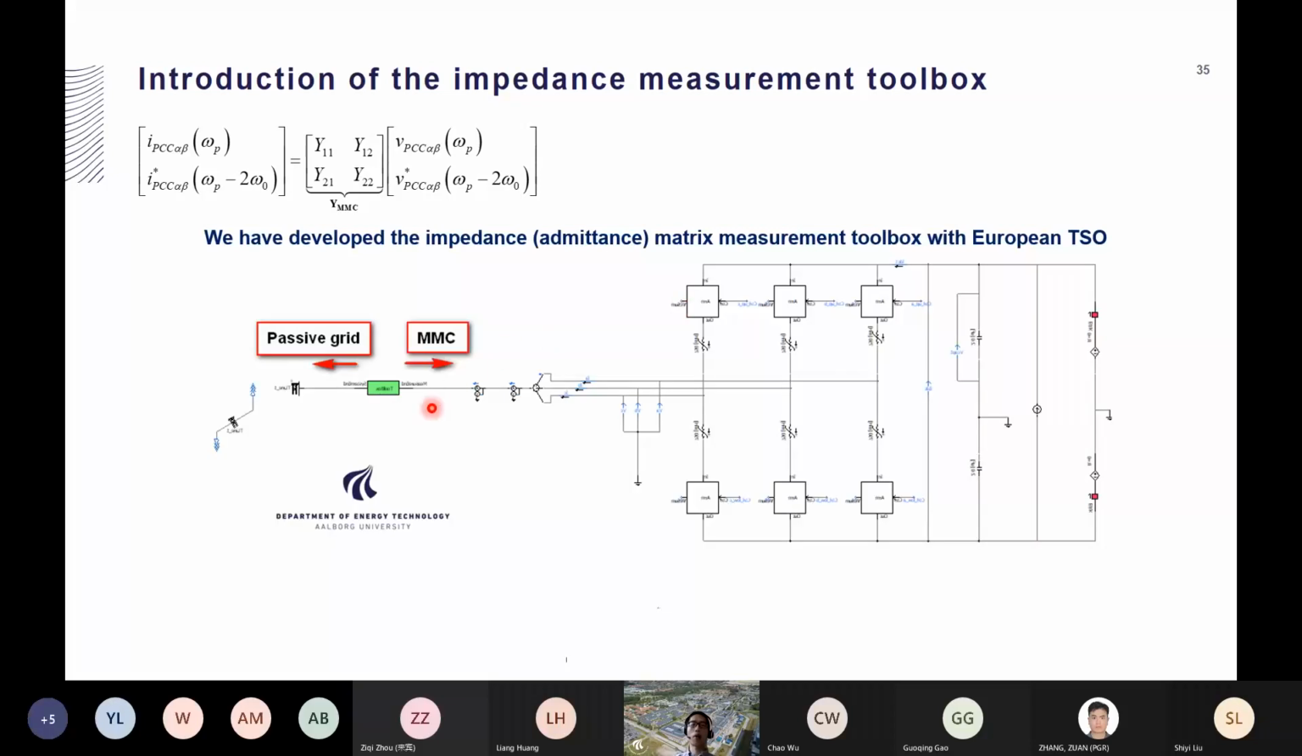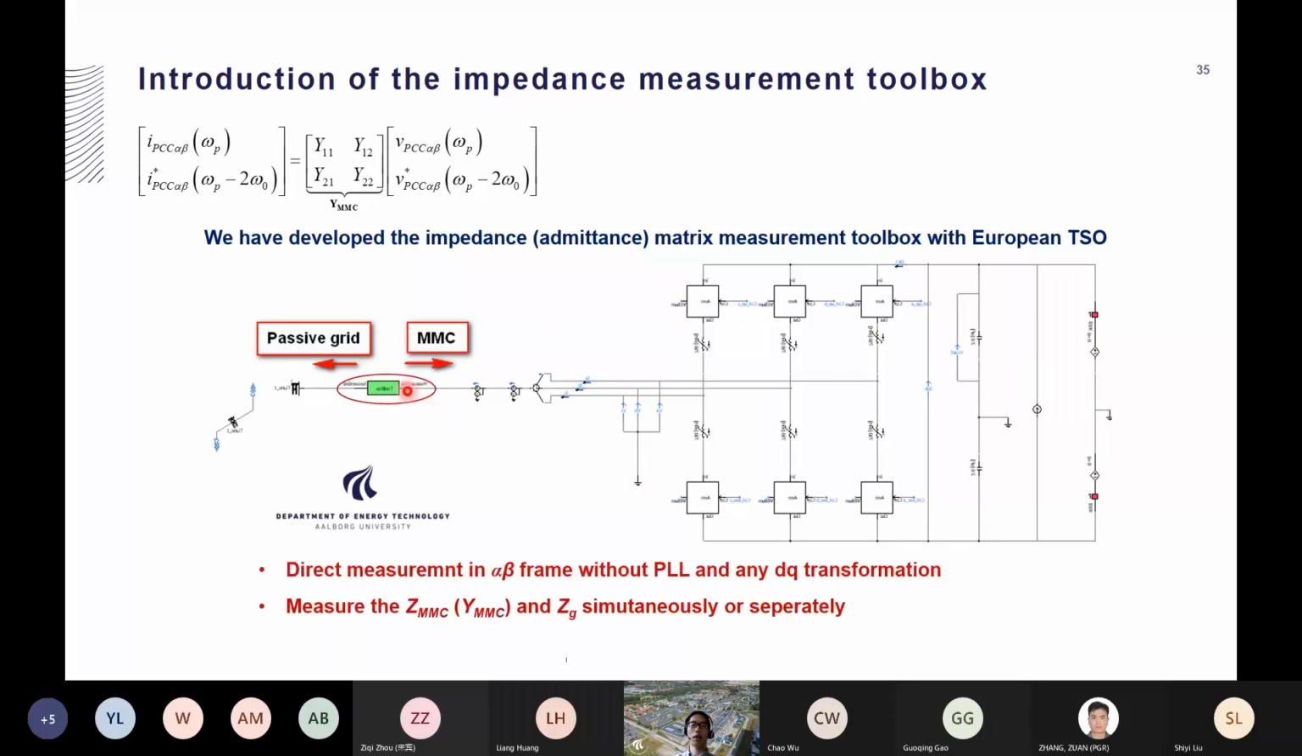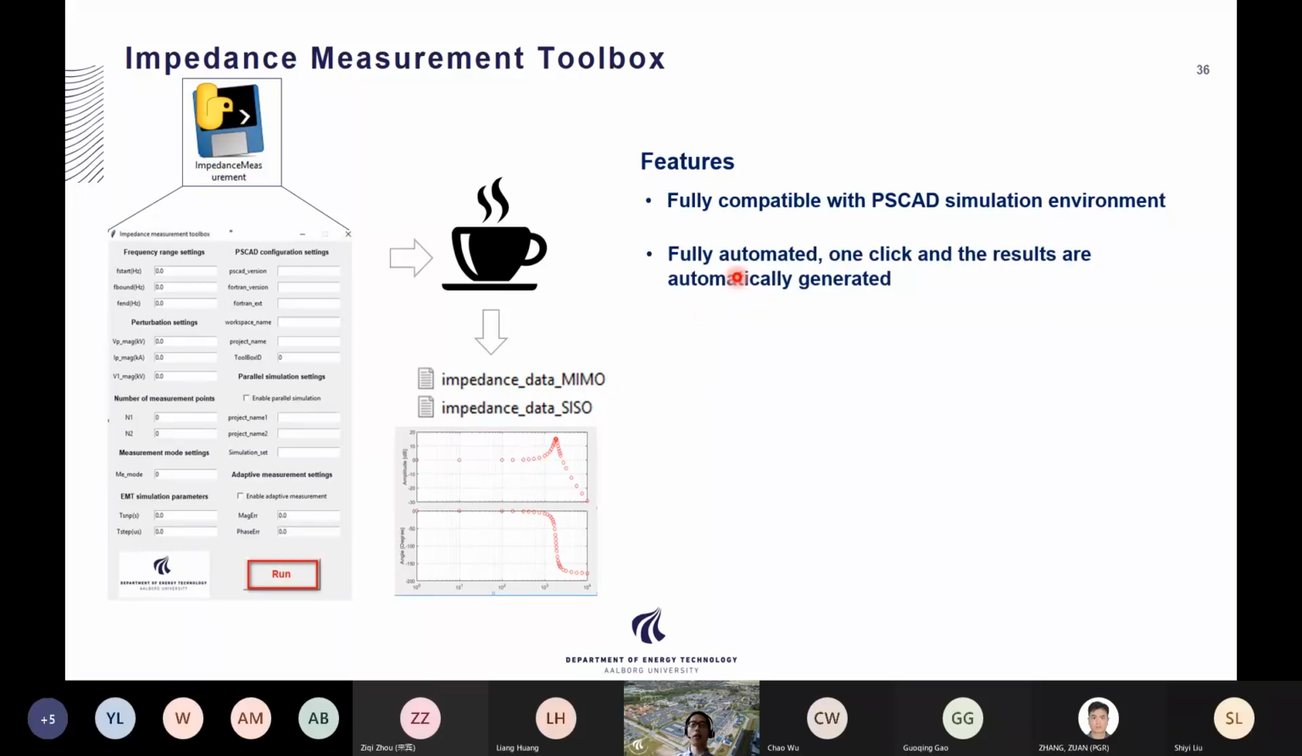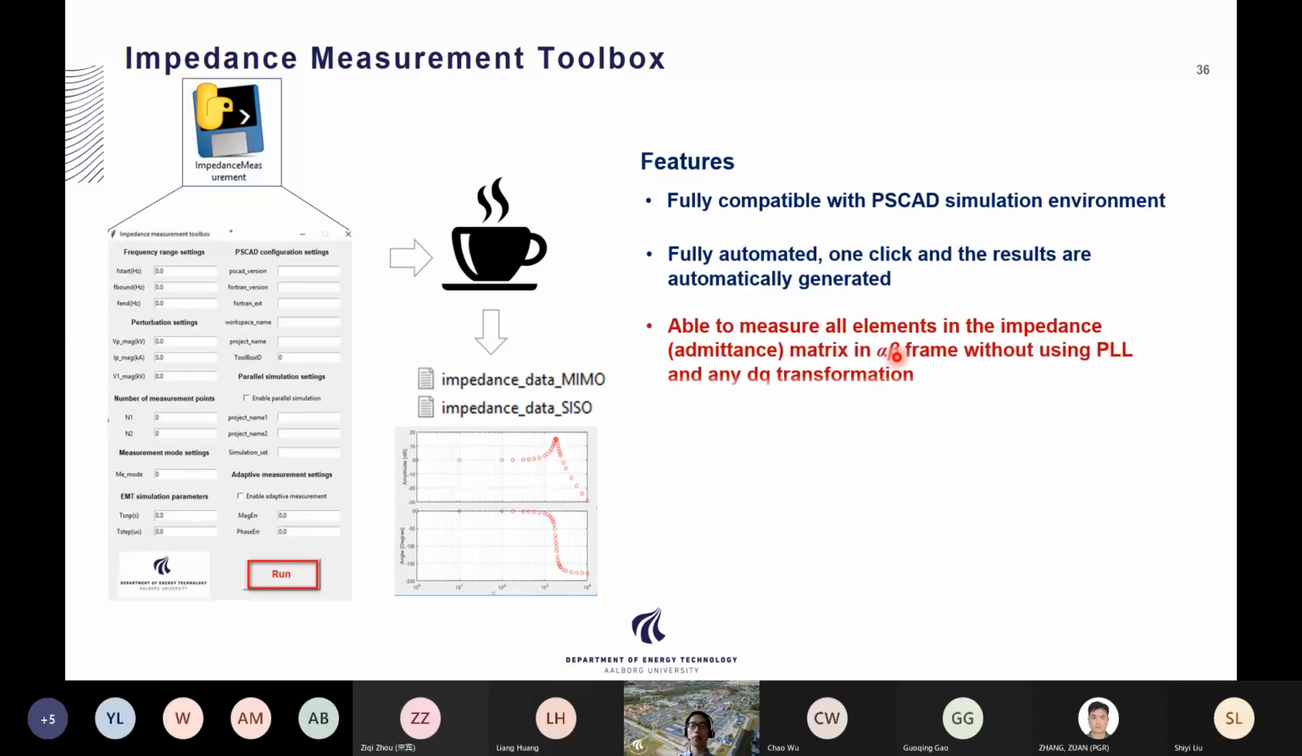The unique feature of this impedance measurement toolbox is that it can directly measure the impedance matrix in the alpha beta frame without any phase lock loop and DQ transformation. Because transmission system operators normally use PSCAD for simulation, we used the Python language to develop this software package, which is fully compatible with the PSCAD simulation environment. It is also fully automated. You just need to input the parameters, then it will invoke PSCAD automatically and perform the measurement automatically.